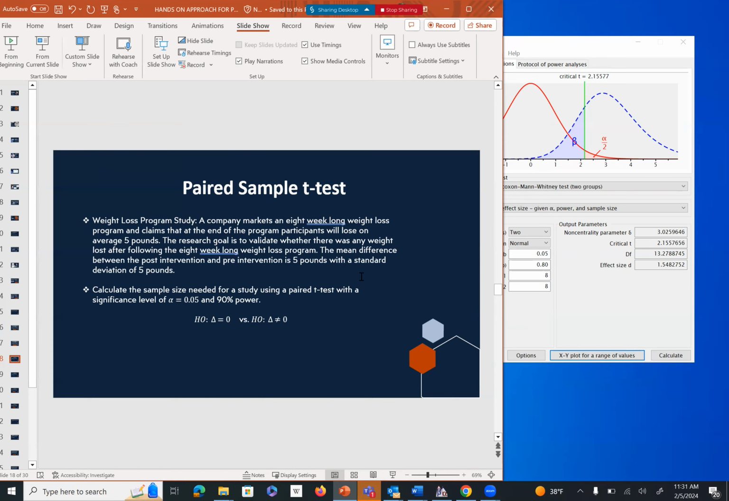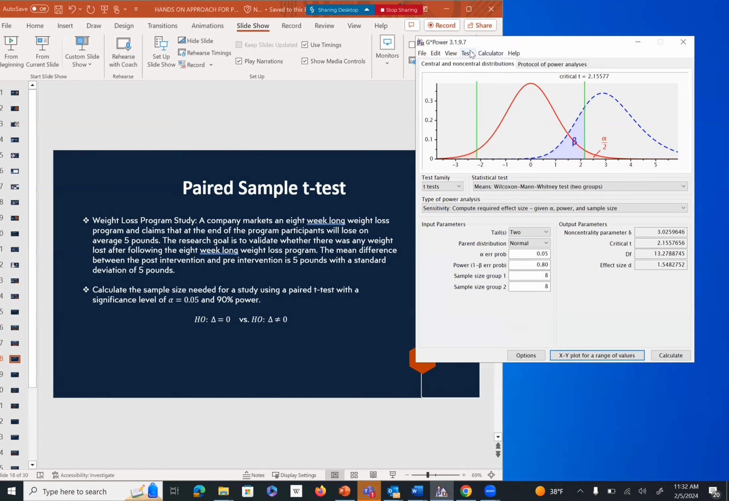So here you have observed individuals' weight pre the intervention, and then you have observed their weight post-intervention. The mean difference between the post-intervention and pre-intervention is 5 pounds with a standard deviation of 5 pounds. So this is an assumption, this is what the hypothesis is, that the mean difference between the pre and post-intervention would be 5 pounds, and their standard deviation is 5 pounds.